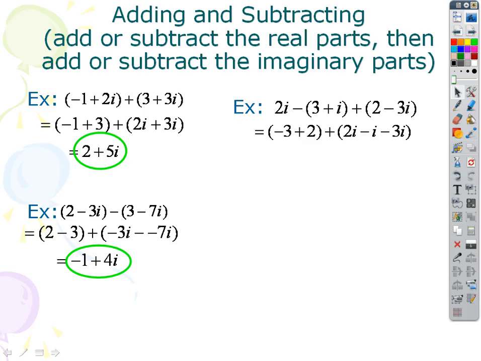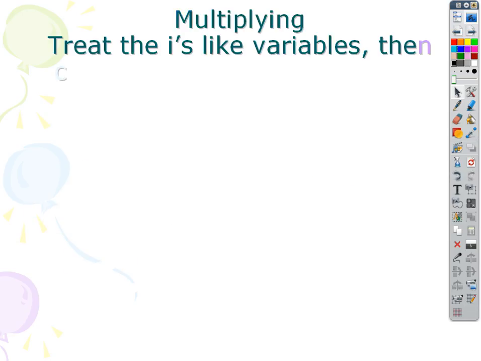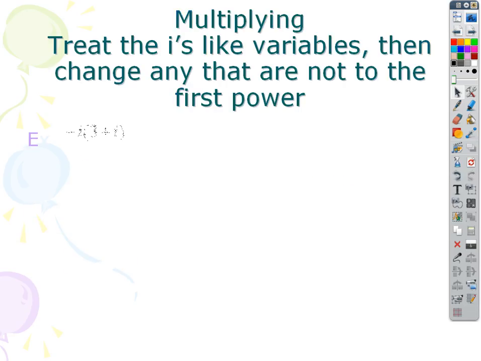Okay, what if we have negative i times 3 plus i? What do you think? What if those were x's instead of i's? Negative 3i plus negative i times i. Okay, we can distribute the negative i, right? And if we do that, we're going to get negative 3i minus i squared. Not i squared, just 3i.